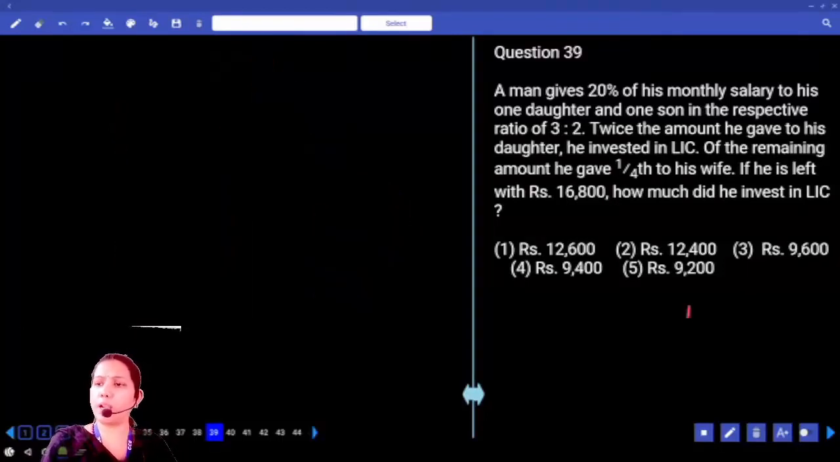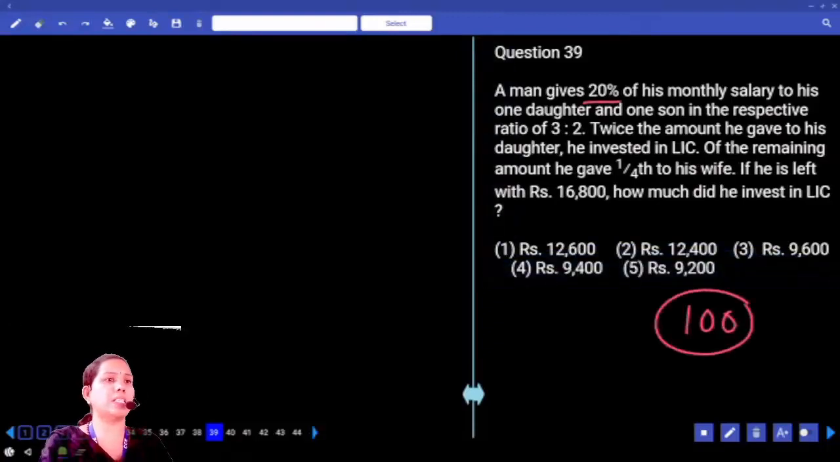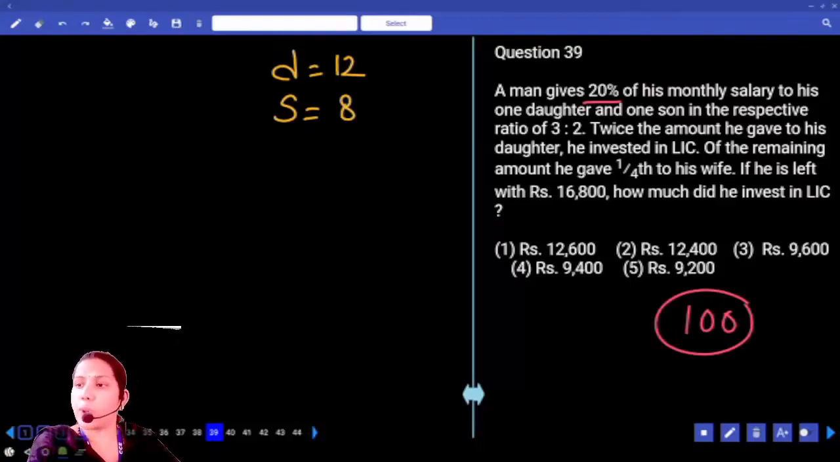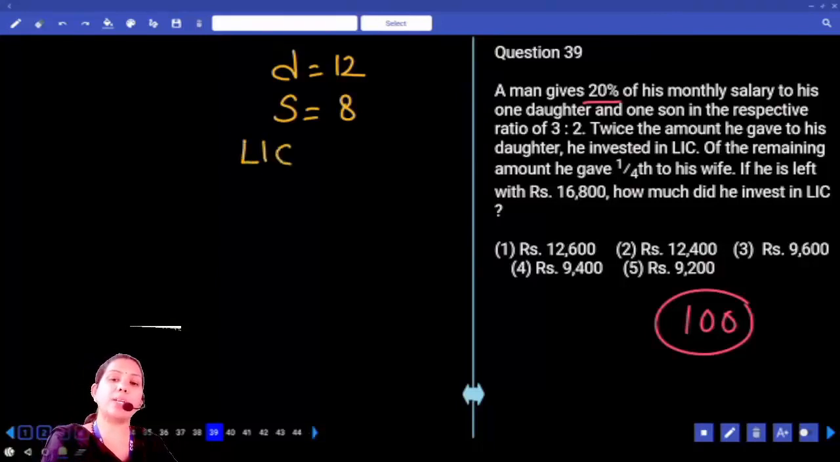Initially, we assume that the man's salary is equal to 100. Out of 100, 20% is distributed between daughter and son in the ratio 3:2. 20 divided in the ratio 3:2 means the daughter gets 12% and the son gets 8%. Twice the amount he gave to his daughter, he invests in LIC. The daughter received 12%, so LIC is double of 12. So the answer is 24%.